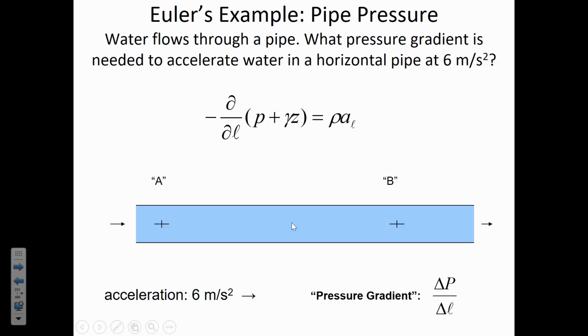All right, so that means the pressure at B plus gamma Z at B minus the pressure at A minus gamma Z at A is equal to negative delta X times the density of the fluid times the acceleration in X. It says that it's water that's flowing through the pipe, so that's going to tell us the density of the fluid is 1,000 kilograms per cubic meter, and the acceleration, a sub x, is 6 meters per second squared. Now what about the elevations?